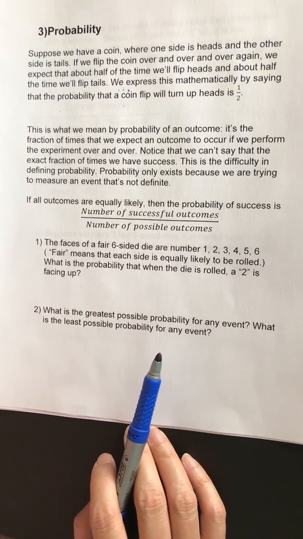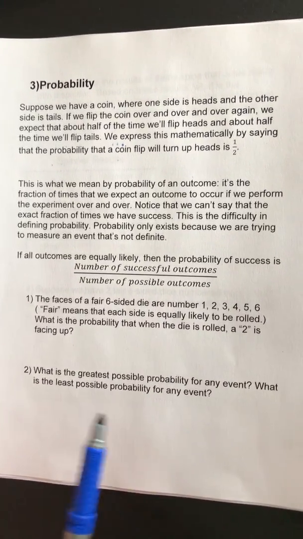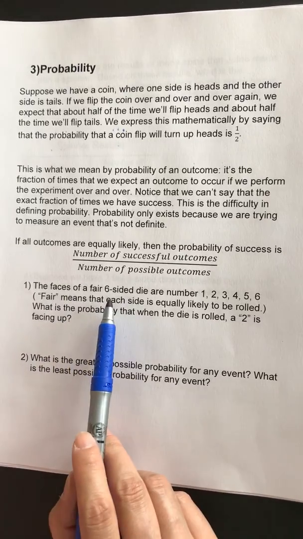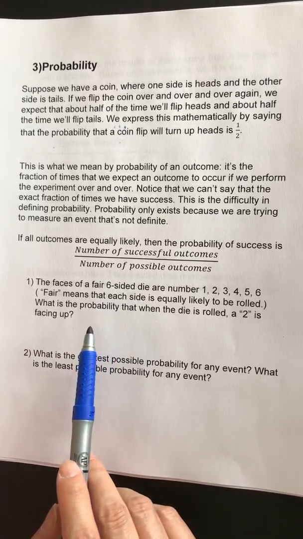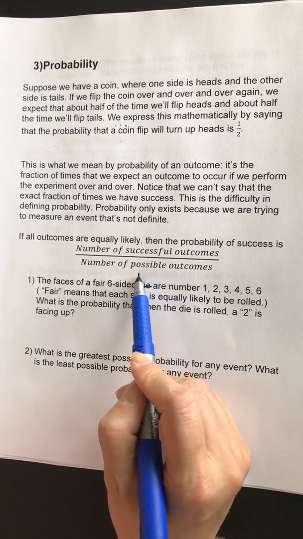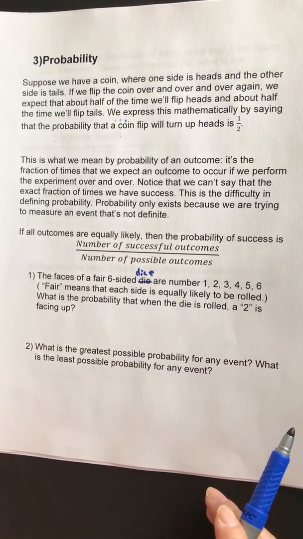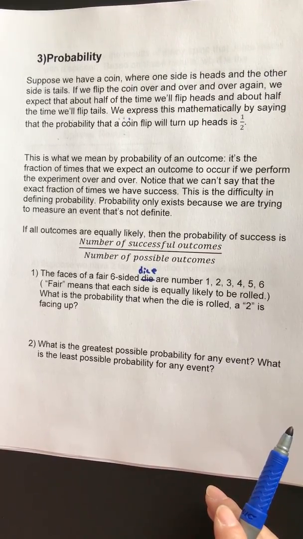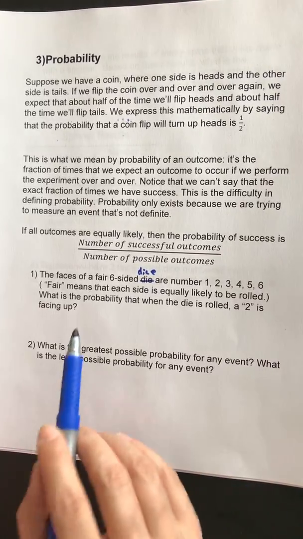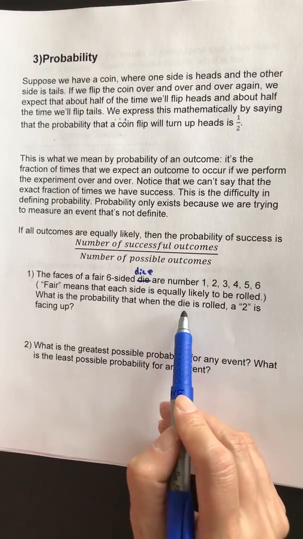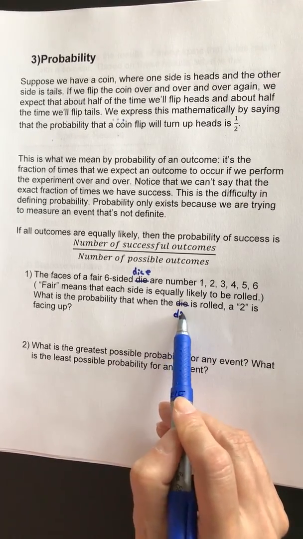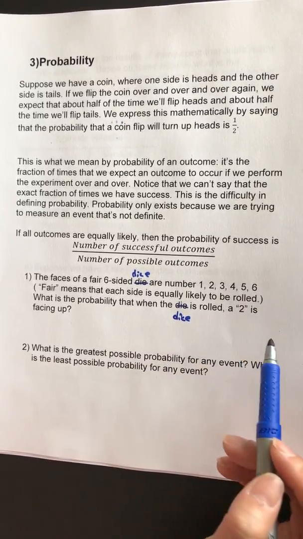Let's look at some examples to understand this a little bit more. The faces of a fair six-sided dice are numbered 1, 2, 3, 4, 5, 6. Fair means that each side is equally likely to be rolled. What is the probability then, when a dice is rolled, that a 2 is facing up?